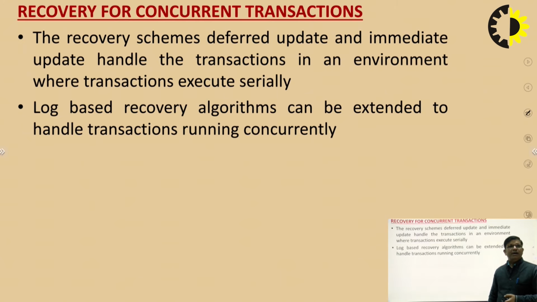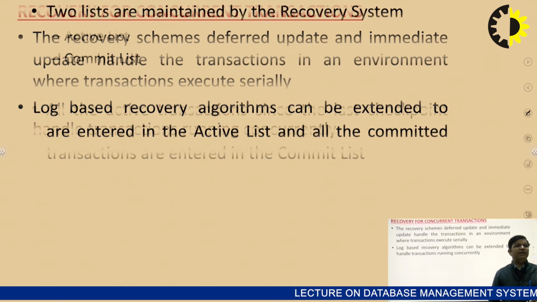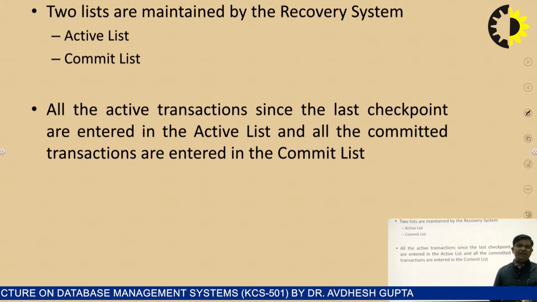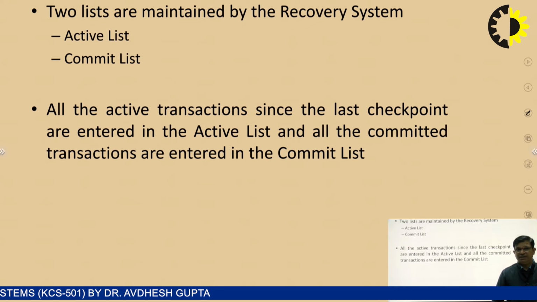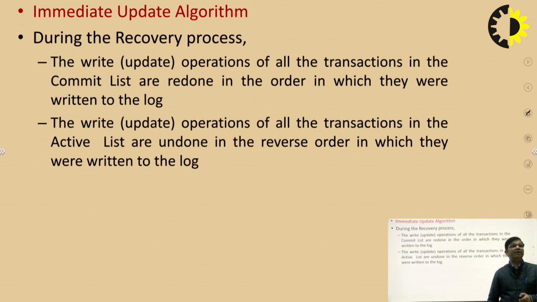Recovery for concurrent transactions. The recovery system with deferred update and immediate update handles transactions in an environment where transactions execute serially. A log-based recovery algorithm can be executed to handle transactions running concurrently. There are two lists maintained by the recovery system: one is active and another is committed. All the active transactions since the last checkpoint are entered in the active list, and all the committed transactions are entered in the committed list.